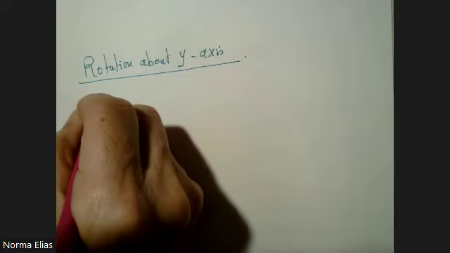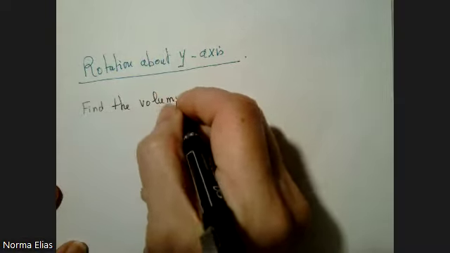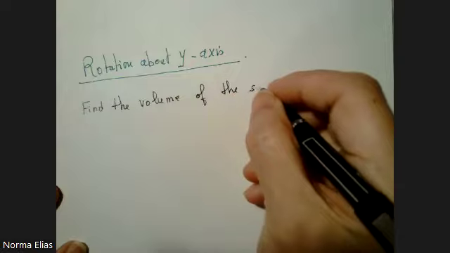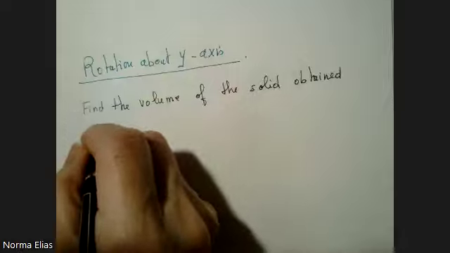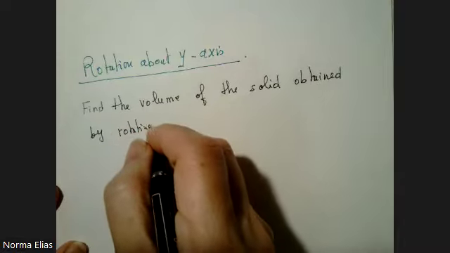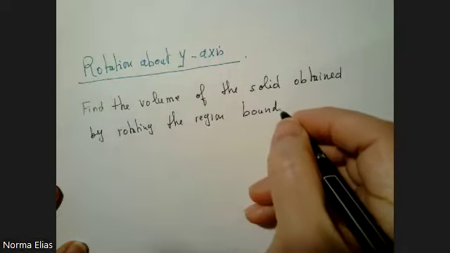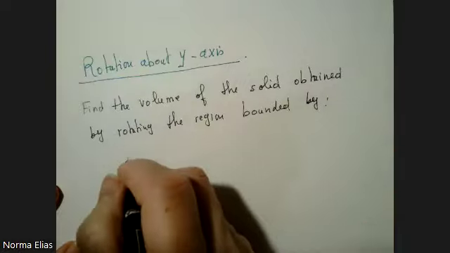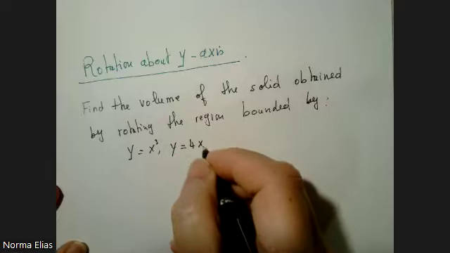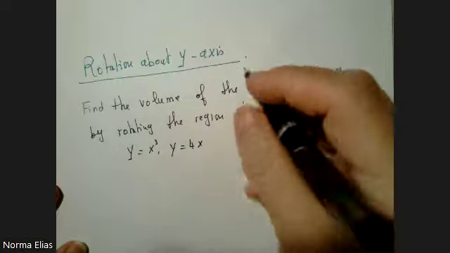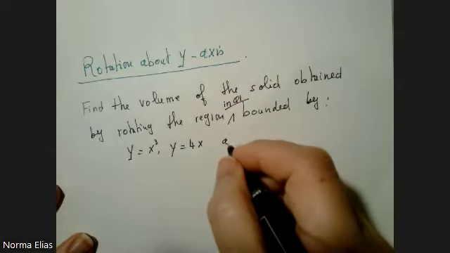So, question. Find the volume of the solid obtained by rotating or revolving the region bounded by the following: the graph of y equals x cubed, y equals 4x, by rotating the region in quadrant 1, in the first quadrant, about the y-axis.